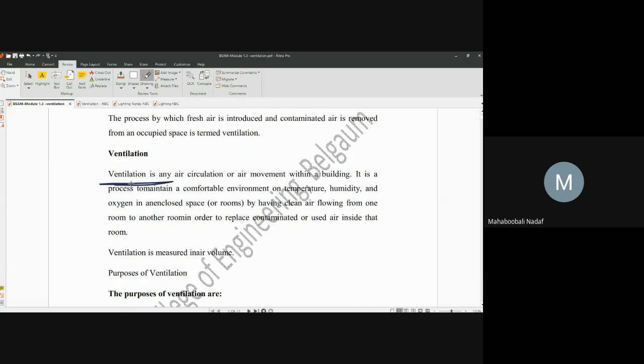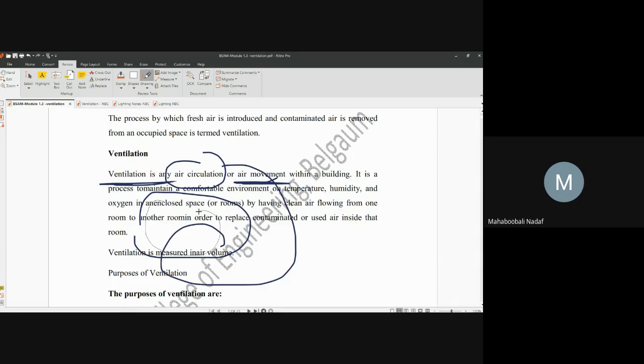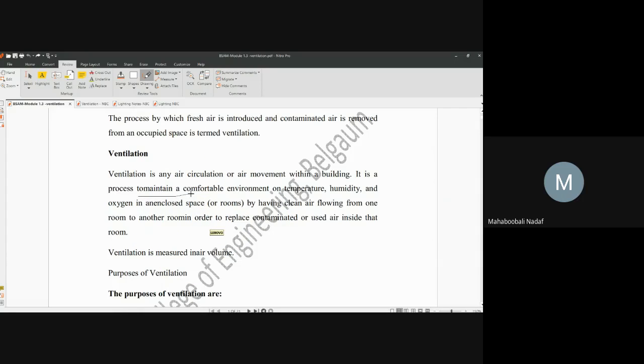So ventilation is nothing but air circulation or air movement: inside to outside of that room, outside to inside, top to bottom, bottom to top. All these are important here. That is what ventilation is. It is a process to maintain a comfortable environment.